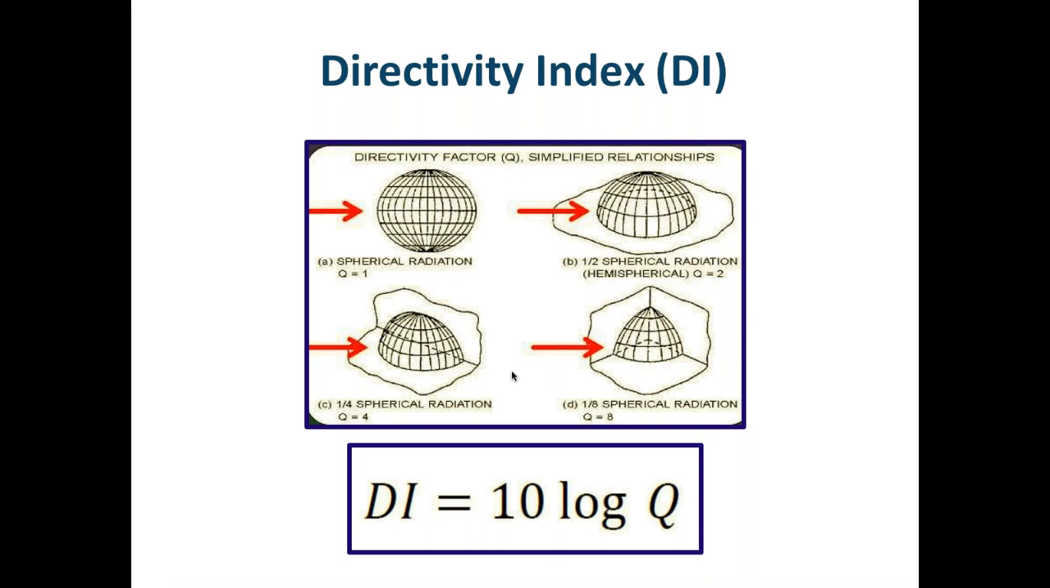So we need to calculate that index to describe how that energy is being propagated. Our directivity index is equal to 10 times the logarithm of Q. And what is Q? Q is a factor for each one of these different situations. So Q for that speaker in the middle of the wall is equal to 4. Okay.